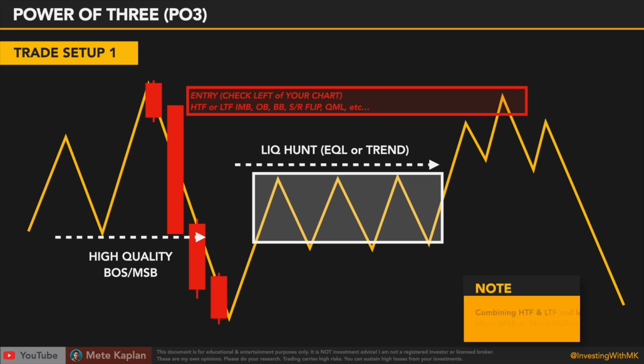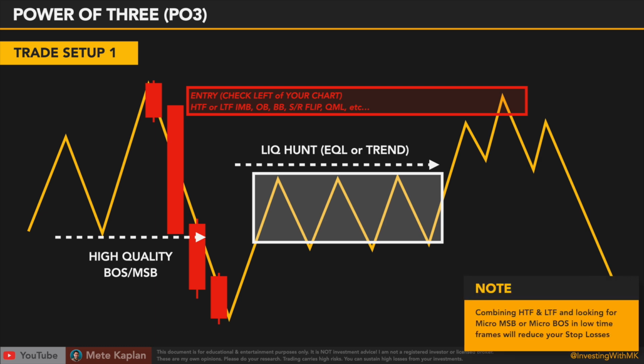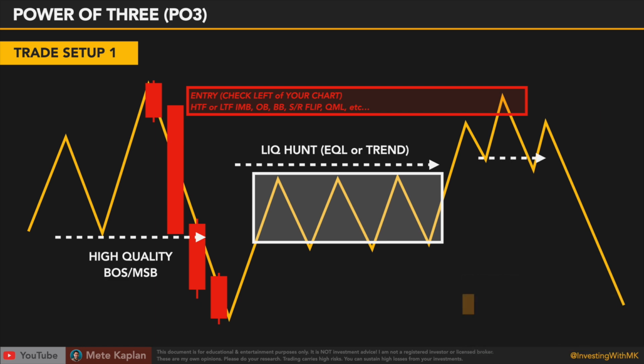In the manipulation phase, you'll look to the left of your chart to find an order block, imbalance, and support resistance flips. Any kind of price action structure that supports the downwards movement. As an entry, your best chances are opening the low time frames and looking for a market structure shift for our entry.